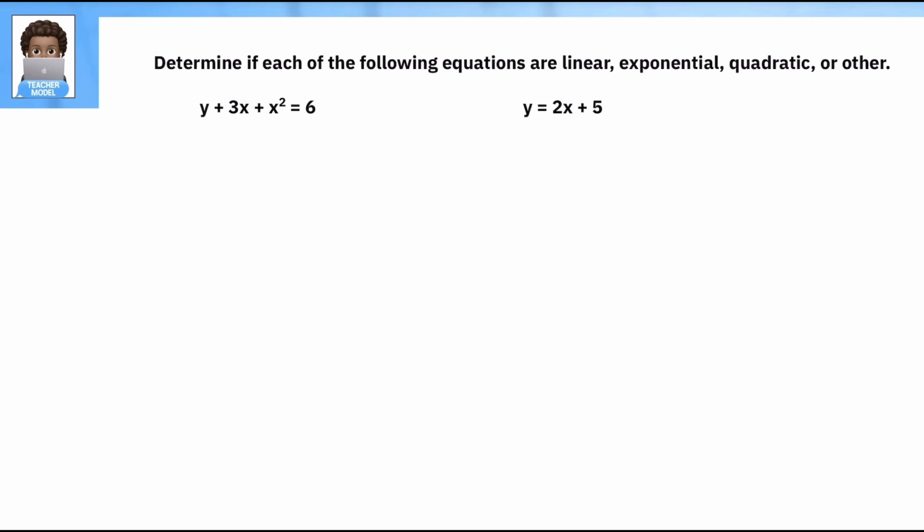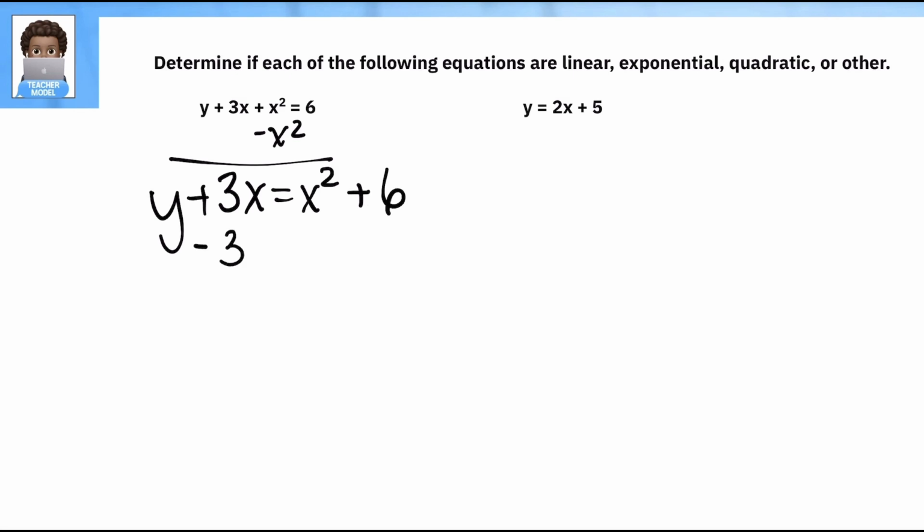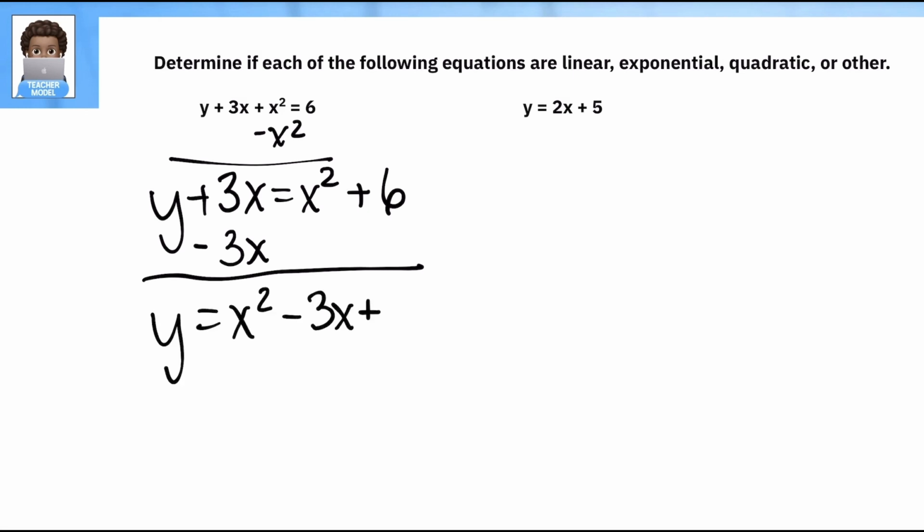So let's look at these two here. And let's start with the first one. The first one, let's rewrite it so that it is in a standard y equals type form. So I'm going to move the x squared. So y plus 3x is equal to x squared plus 6. And let's move this one also. And now it's written in a standard form.